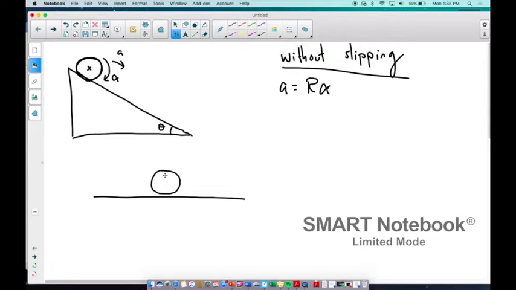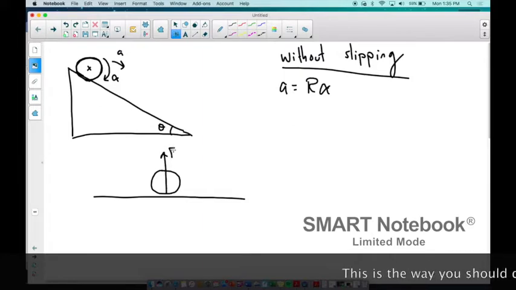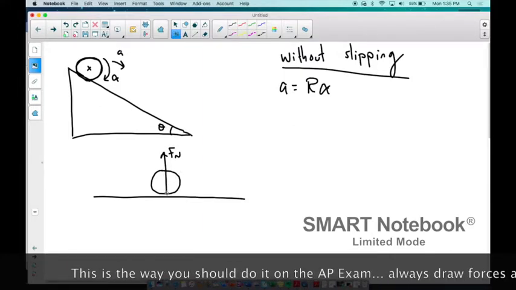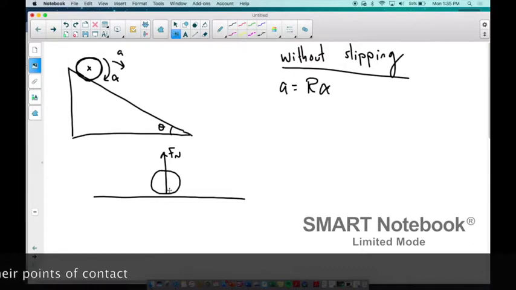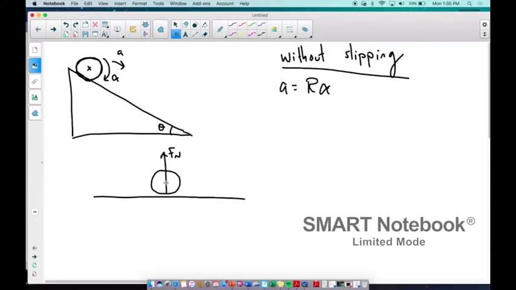You can draw the normal force from down here, because that really is where the point of contact is for the normal force. But you are also perfectly fine drawing it from the center of mass as well. I'm going to draw my normal force from the center of mass, which is also the axis of rotation. So there's my normal force.